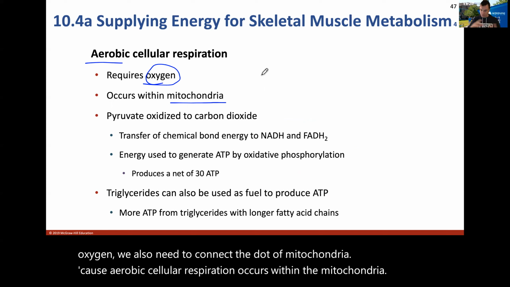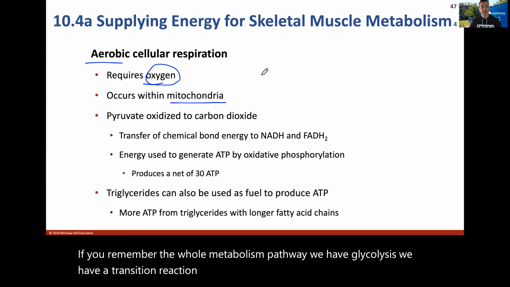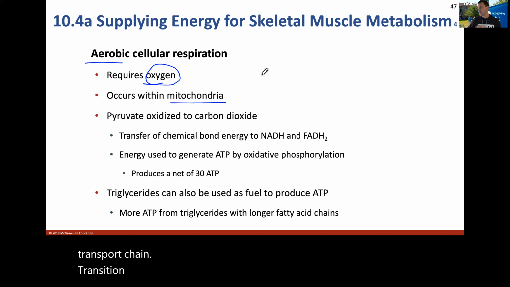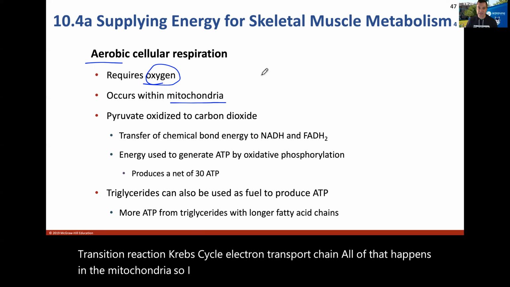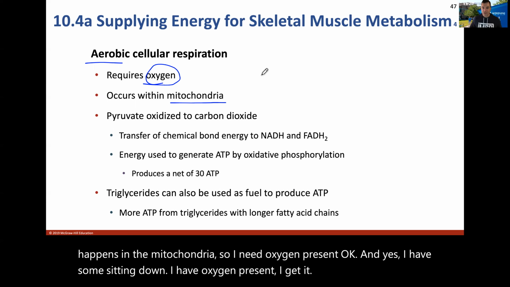You remember the whole metabolism pathway. We have glycolysis, we have a transition reaction, we have Krebs cycle, and we have the electron transport chain. The transition reaction, the Krebs cycle, the electron transport chain, all of that happens in the mitochondria. So I need oxygen present, okay? And yes, I'm sitting down, I have oxygen present. I get it, okay? I need to bring in more oxygen, okay?